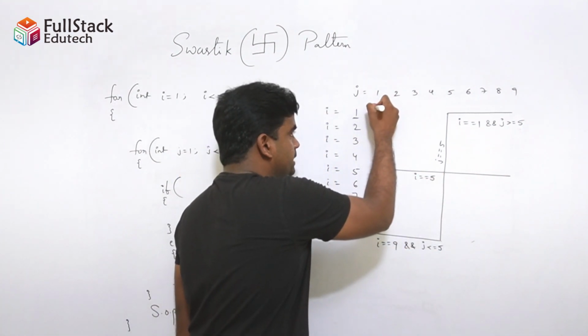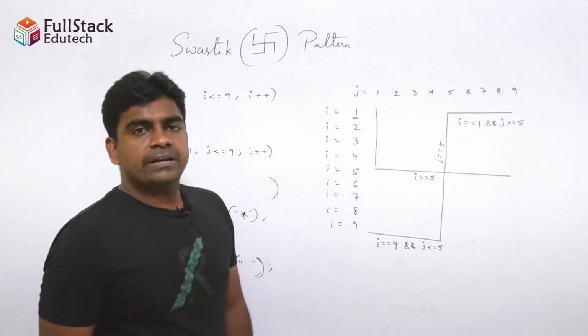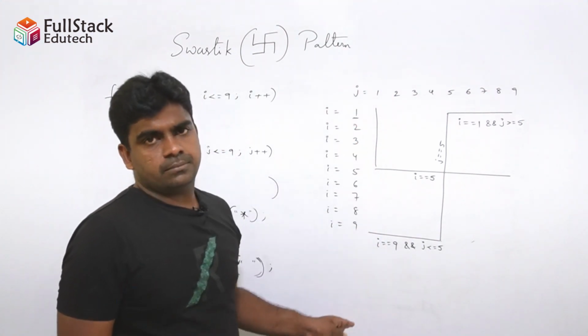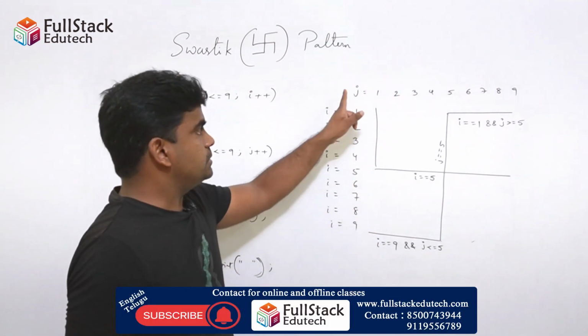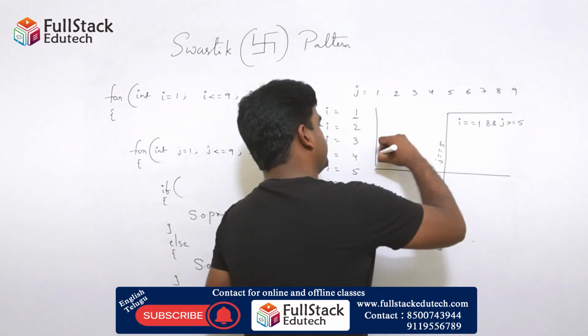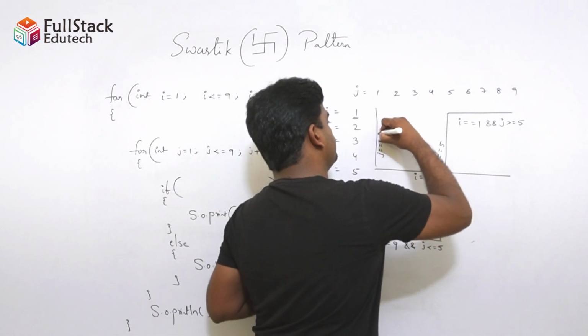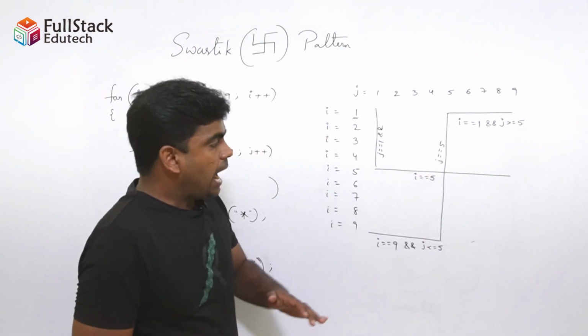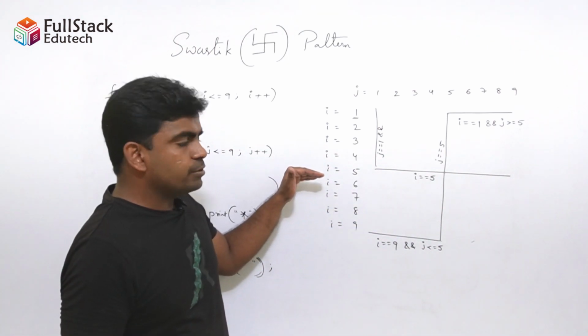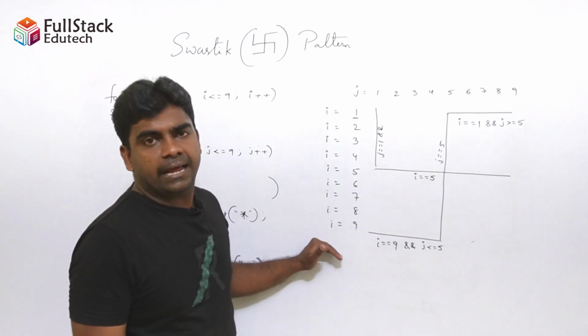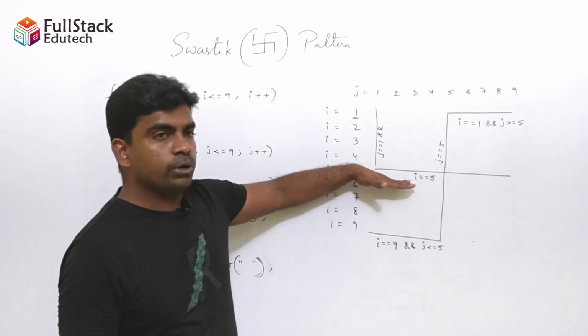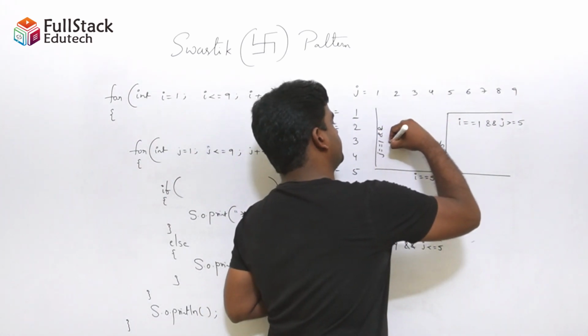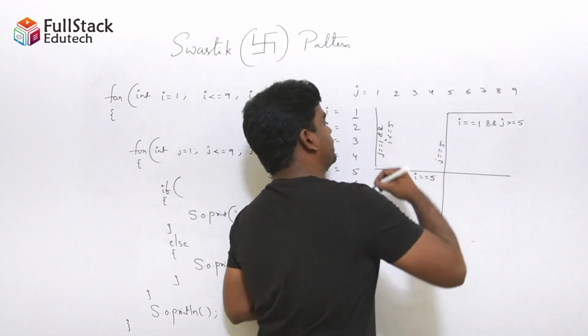Next I want to display this one. How can we display it? So what is this column? Right, this is the first column. j equals to 1, but I don't want to print when the values of i are 6, 7, 8, 9. I just want to print only up to 5. So i is less than or equals to 5.